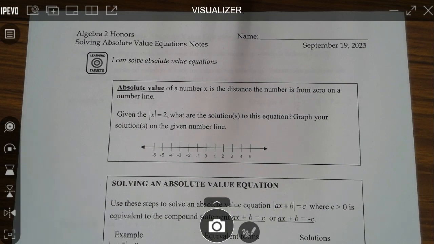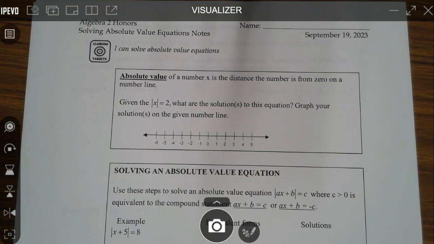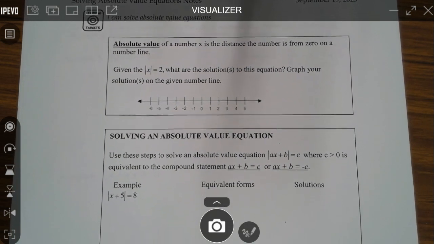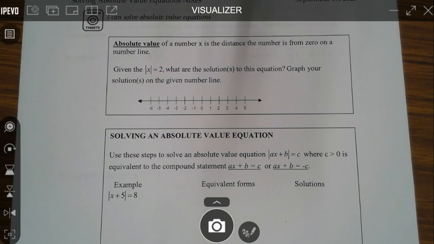Everyone. So today we're going to be looking at solving some absolute value equations. And then for homework tonight, I'm going to have you try 6 practice problems.